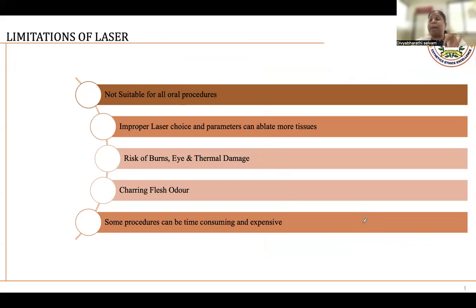With improper laser choice and parameters, you can ablate more tissue. So you can expect the worst of the worst if you do not use it rightly. Risk of burns, eye, and thermal damage. Charring, smell, the flesh odor. If you give too much of it, keep on heating with the laser, it might char and the flesh odor can come as you cut the tissues. And some procedures can be time consuming. And in India, it is definitely going to be expensive. Not too soon, but just like CAD CAM, we are going to use laser in day-to-day protocol. Within every protocol, the laser can be an assistant for sure.